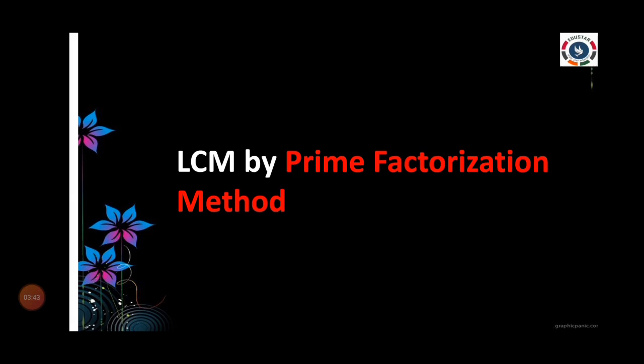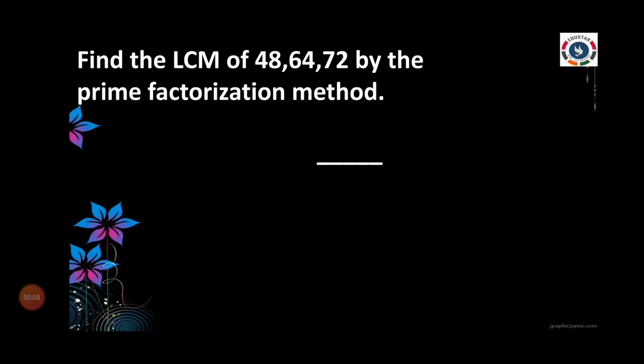Now we are going to learn about LCM by the prime factorization method. In that, we are going to use only the short division method. Find the LCM of 48, 64, 72 by the prime factorization method. If they mention the prime factorization method, you should use only the short division method, which means dividing the values by prime factors. First I am going to take only the 48. You are going to use only prime numbers to divide the value.